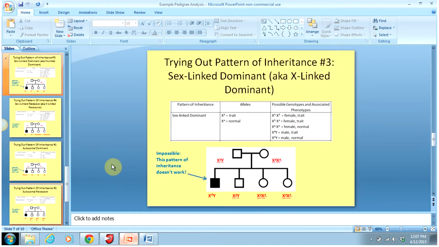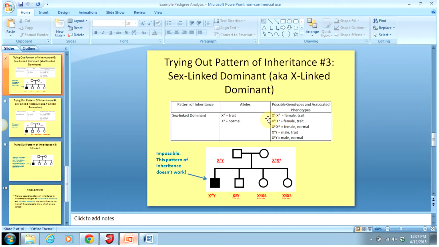Moving on, we're going to try the sex-linked dominant pattern of inheritance. This would be a trait that's carried on the X chromosome and is dominant. So therefore, our alleles are going to be a little bit different. X big A is going to represent the trait because it's dominant, and X little a is going to be normal. And these are my possible genotypes and associated phenotypes.